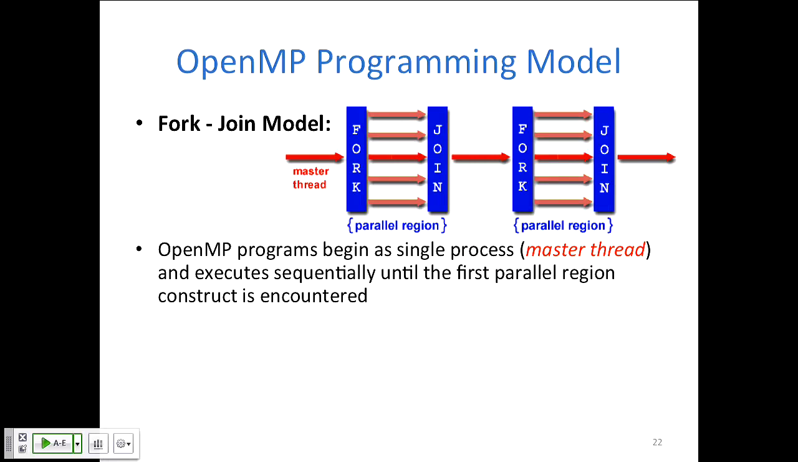So the master thread is always running. Once it enters the parallel region, it just becomes one of the workers. But inside the parallel regions is the only point where you have the parallel code executed.